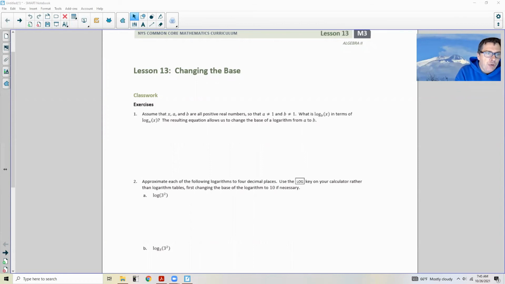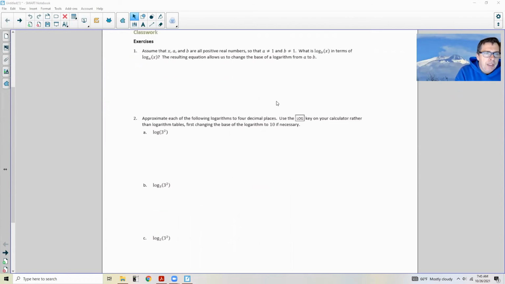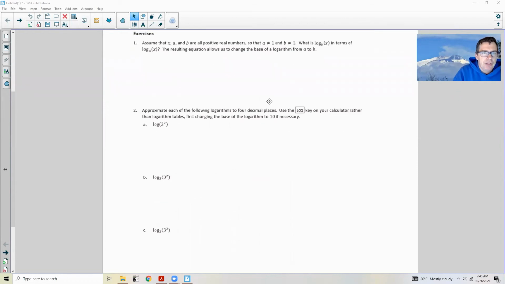Exercise 1. Assume that x, a, and b are all positive real numbers, so that a is not equal to 1 and b is not equal to 1. So we don't want to use 1 for a and b. All righty. It says, what is the log base b of x in terms of log base a of x? The resulting equation allows us to change the base of a logarithm from a to b.